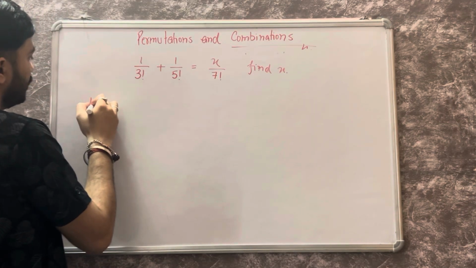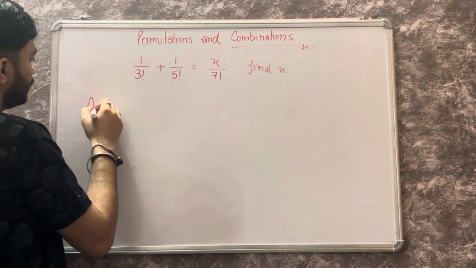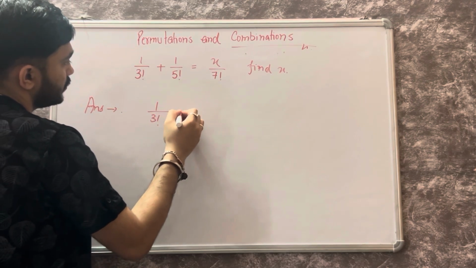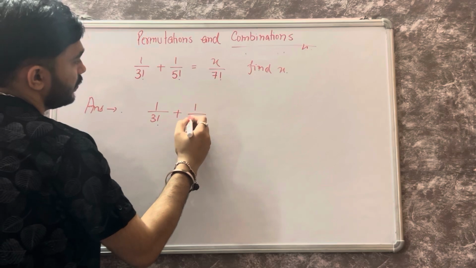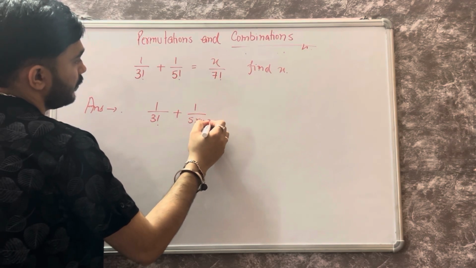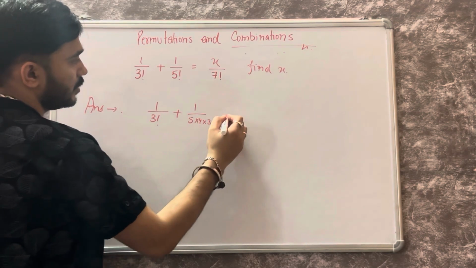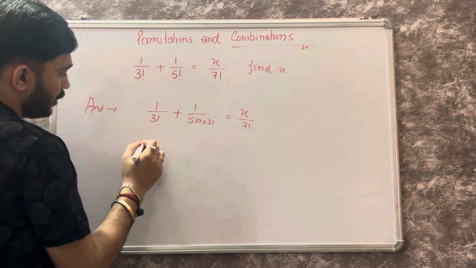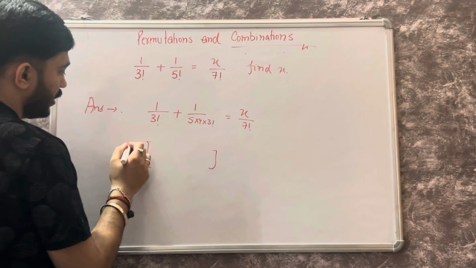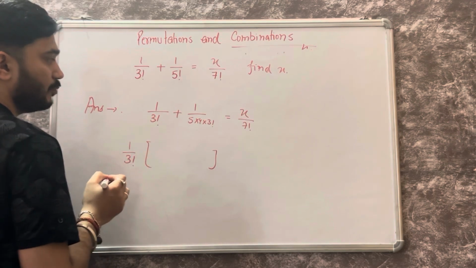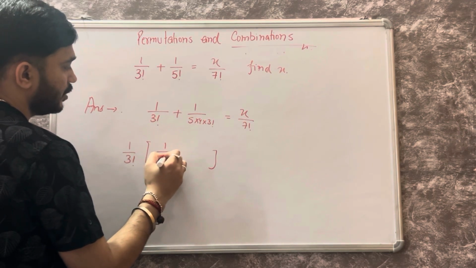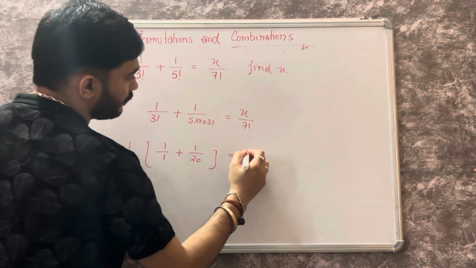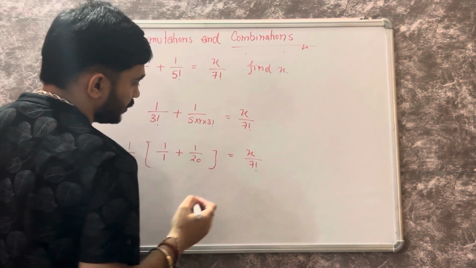So your answer of this question is going to be 1 upon 3 factorial plus, you can write 5 factorial as 5 into 4 into 3 factorial. Yes or no? Yes. Equal to x upon 7 factorial. Now take common from here, and you can take 1 upon 3 factorial common from here, and you are being left with 1 upon 1 plus 1 upon 5 into 4 is 20 equal to x upon 7 factorial here.